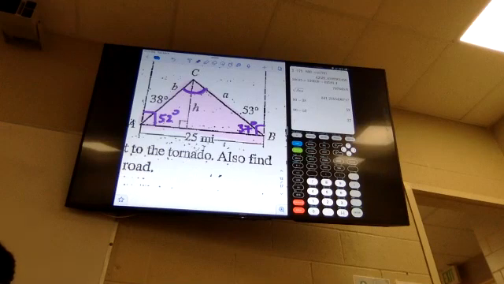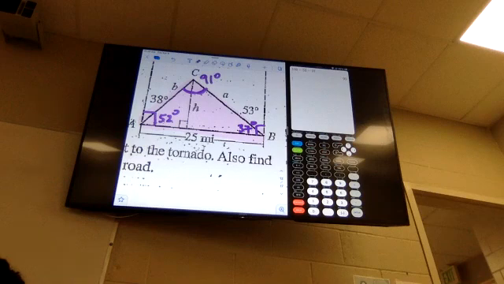We know easily that all the angles in a triangle add up to 180, so I'm going to do 180 minus 37 minus 52, and I get 91. Ooh, so close to a right angle, but not quite, so we don't get to use normal trig. We have to use sine, cosine, tangent, all that fun stuff.